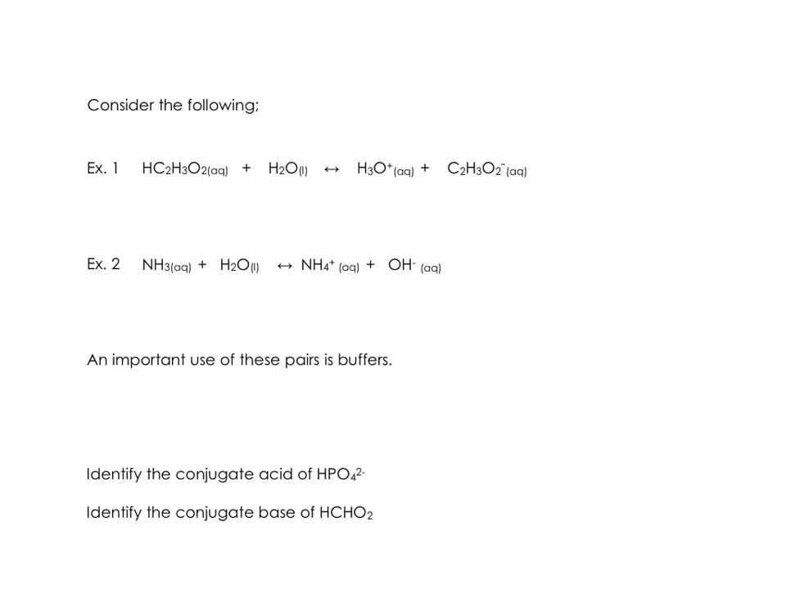So let's consider the following. We've got acetic acid plus water, and then on the right-hand side, we've got the hydronium ion, H3O+, and the acetate ion. So which partners here differ in formula by only an H+? So we're going to look at these and we're going to join them with a line. So this and this differ in formula by an H+, but so do these. So if you have a reaction, you have two conjugate acid base partners. So this is our acid, which makes this our conjugate base.